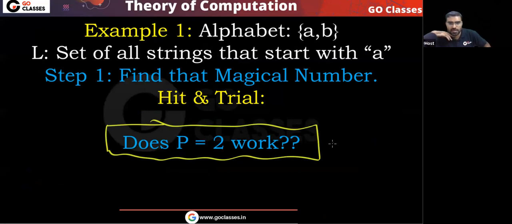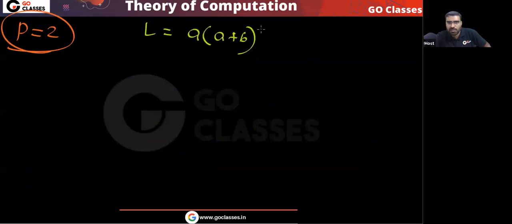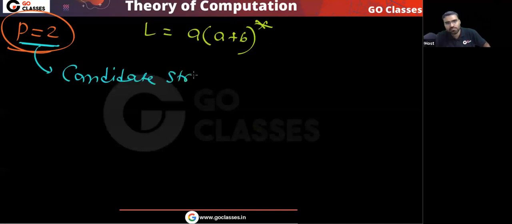Please check it. P equal to 2, will it work? Let's check p equal to 2 now. Okay, now our task is to check p equal to 2. So we are taking p equal to 2. What are the candidate strings? Remember, your language is starting with A. So tell me, if I take p equal to 2, then what are the candidate strings?